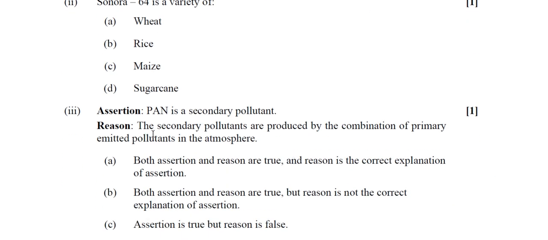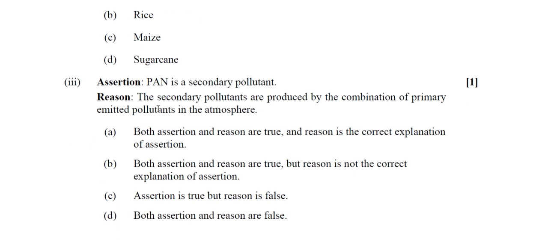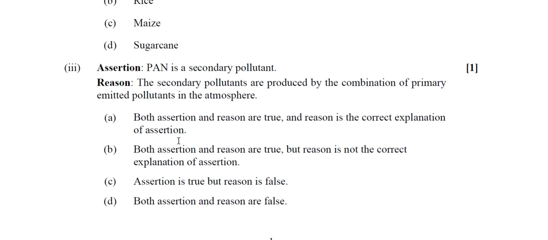Next question. Assertion and reason. Assertion: PAN is a secondary pollutant. Reason: the secondary pollutants are produced by the combination of primary emitted pollutants in the atmosphere. The options are: A, both assertion and reason are true, and reason is the correct explanation of assertion. B, both assertion and reason are true, but reason is not the correct explanation of assertion. C, assertion is true, but reason is false. And D, both assertion and reason are false.